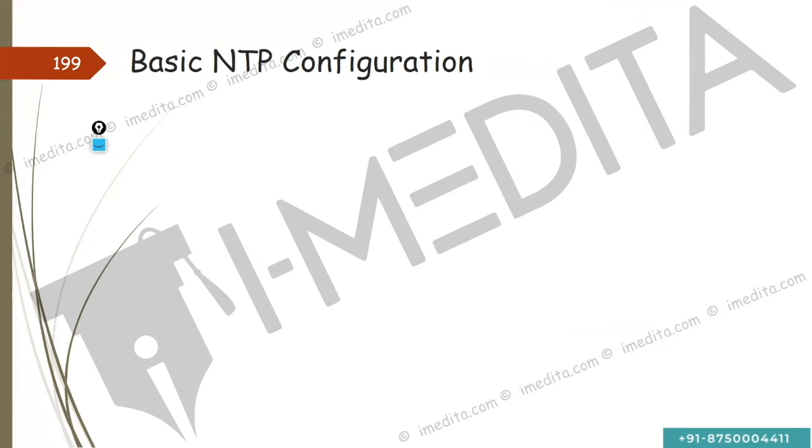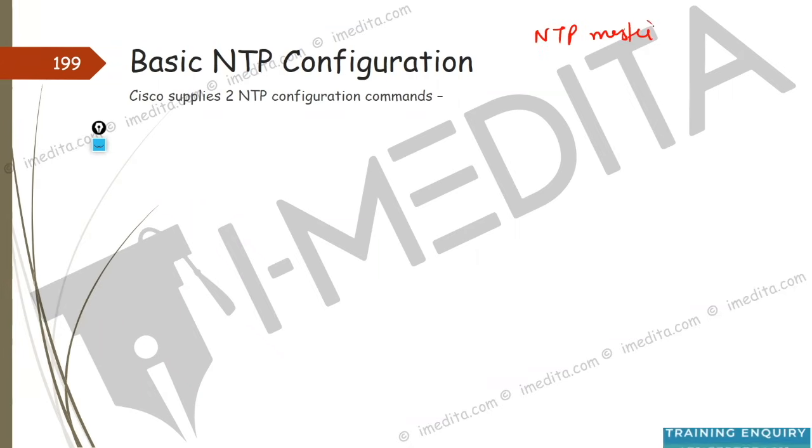So moving on, if we talk about the basic NTP configuration, Cisco gives you two very important commands through which you can configure NTP. The first command is ntp master. Let's first understand the meaning of this command. This command, ntp master, is used to make a device act as an NTP server.